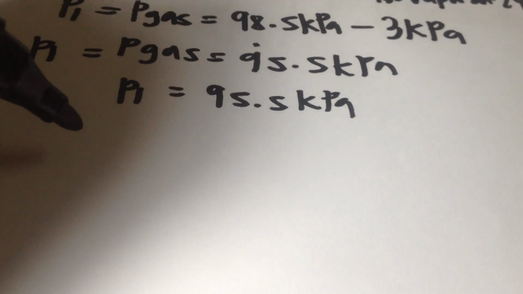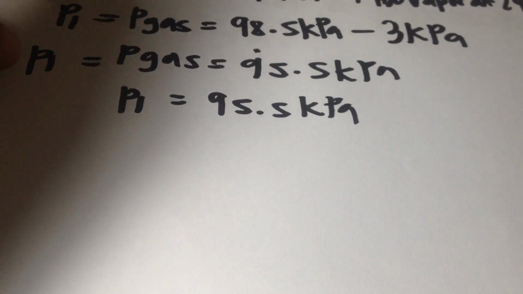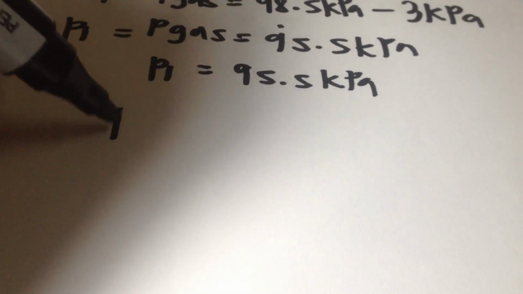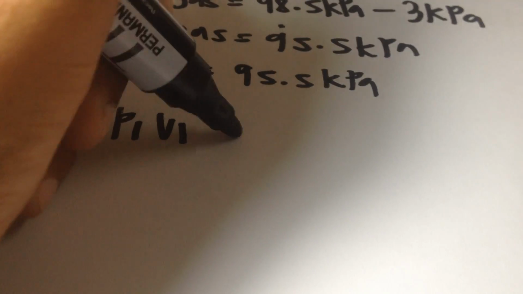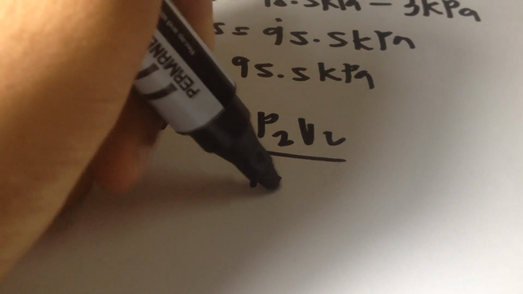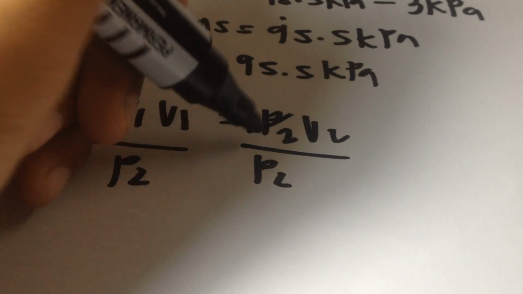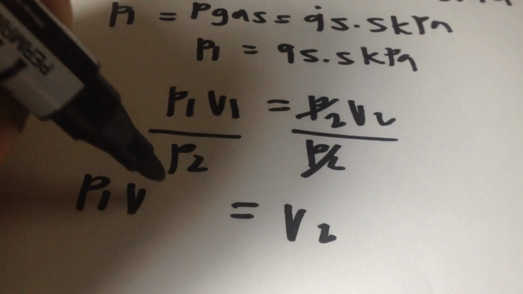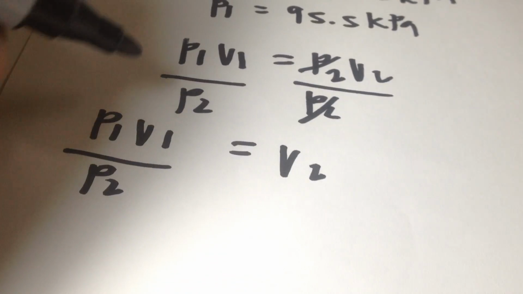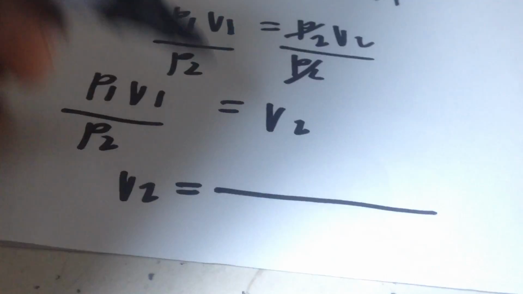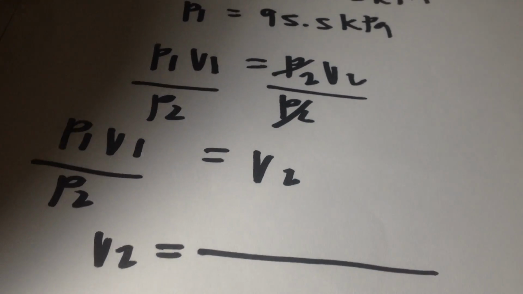So in pressure 2, we have standard pressure. So let's use Boyle's law, which is P1V1 equals P2V2. So we need to divide both sides by P2, and cancel out P2, and the volume 2 is equal to P1 times V1 over P2. So volume 2 is equal to, what is the pressure 1? The pressure 1 is 95.5 kilopascal.